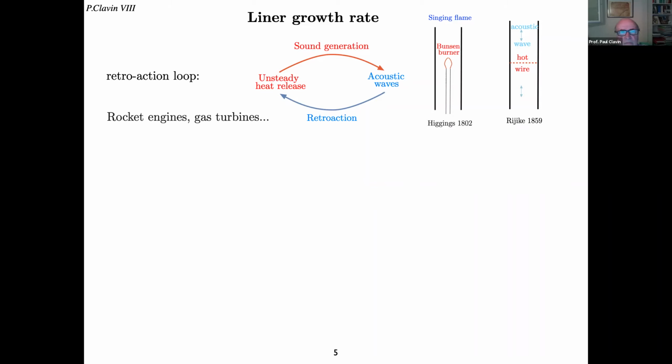This instability here, this coupling between combustion and acoustic wave, is a nightmare for the engineer building rocket engines or also gas turbines, because it leads to very, very strong instability that can destroy the rocket or the turbine. So strong that, let me start with the simplest retroaction mechanism, this one here, which is in blue here.